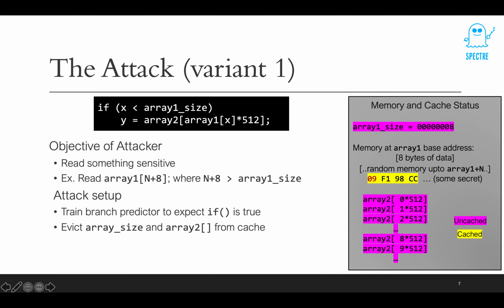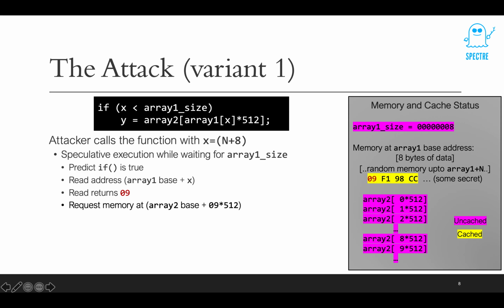The setup of the attack involves training the branch prediction so that the branch predictor expects the if results to be true. This is easy to do since branch predictor results are based on previous branch results. Now the attacker evicts array1 size and array2 from the cache, but the secret remains within the cache. Now the attacker calls the API with value x equals n plus 8, which is out of bounds.